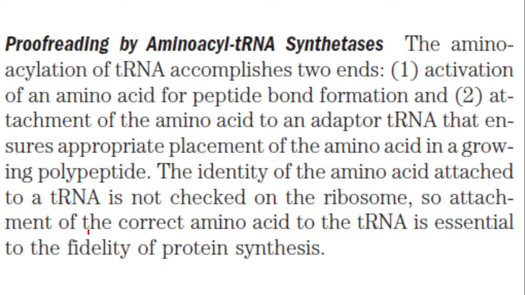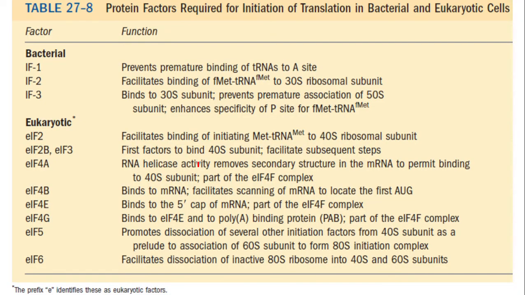And there is proofreading. Proofreading is there at the level of activation of the amino acid, because only the correct amino acid is binding with the correct tRNA. And during the attachment of the amino acid to the adapter tRNA, appropriate placement of the amino acid is ensured. Protein factors are required at the time of initiation in bacteria and also in eukaryotes. We already covered it.